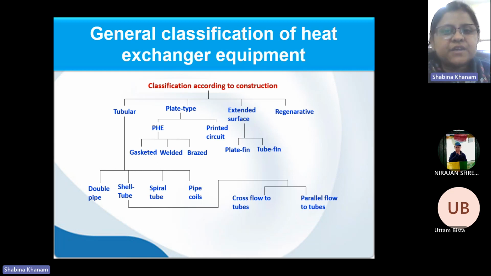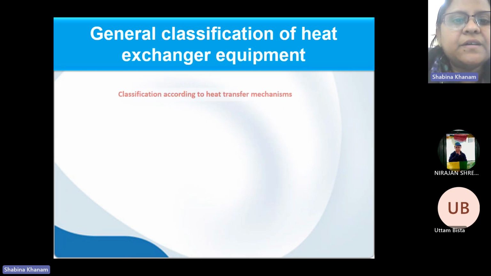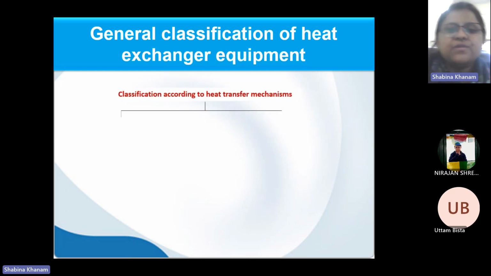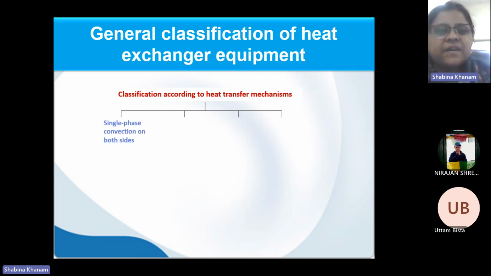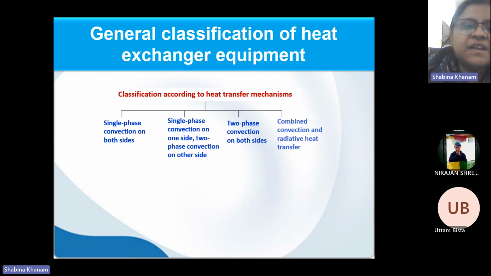So these are some of the classifications based on construction type, and we can also have a classification according to heat transfer mechanism. Here I have different mechanisms. The first one is single phase convection on both sides. Both sides means with respect to an indirect heat exchanger, that could be double pipe, shell and tube, whatever. Single phase convection on both sides means convective heat transfer occurs in both fluids, which we call sensible heat transfer on both sides.